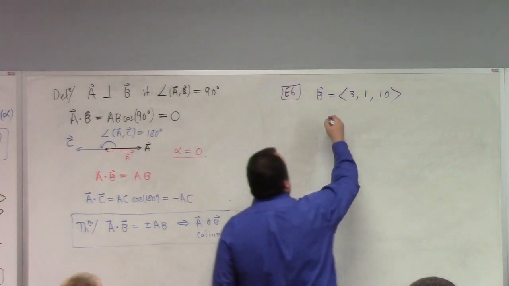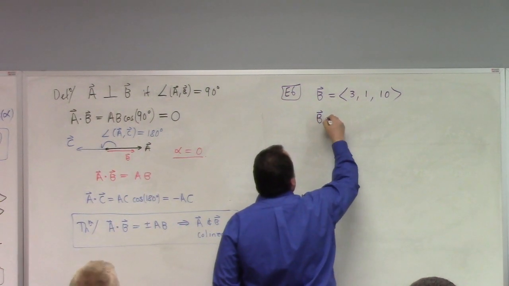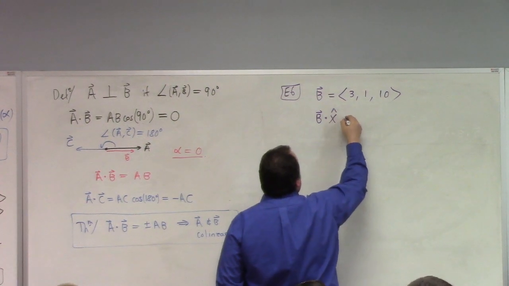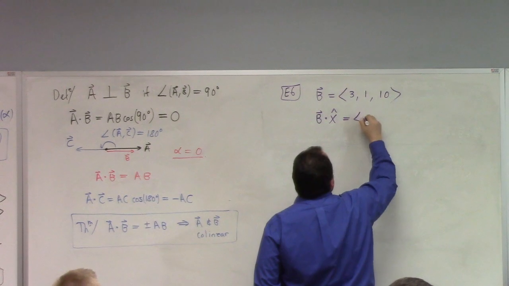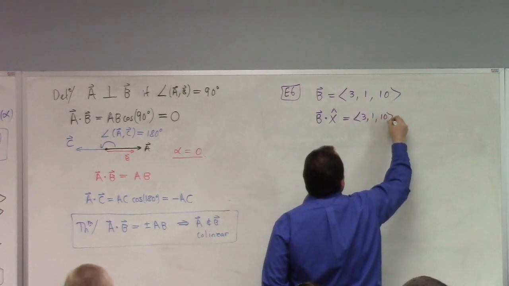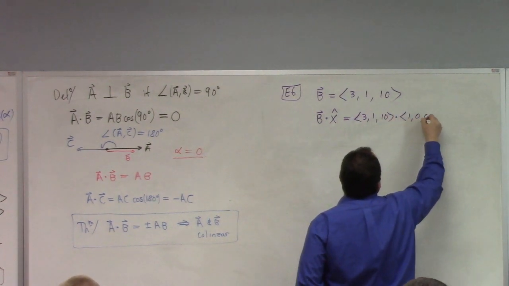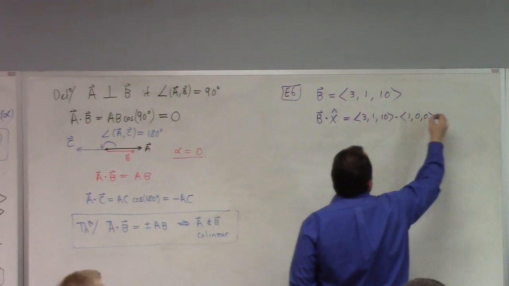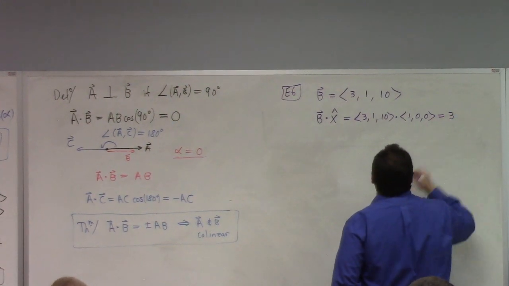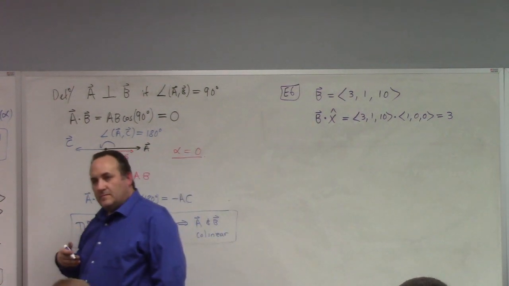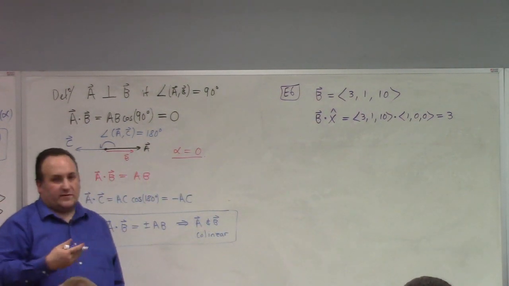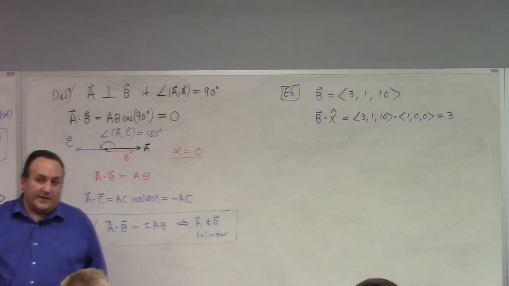So check this out. If I do b dot x hat, in other words, (3, 1, 10) dotted with (1, 0, 0), what do I get? Well, I get 3, because 1 times 0 is 0, and 10 times 0 is 0. So when I take the dot product, I just get 3.